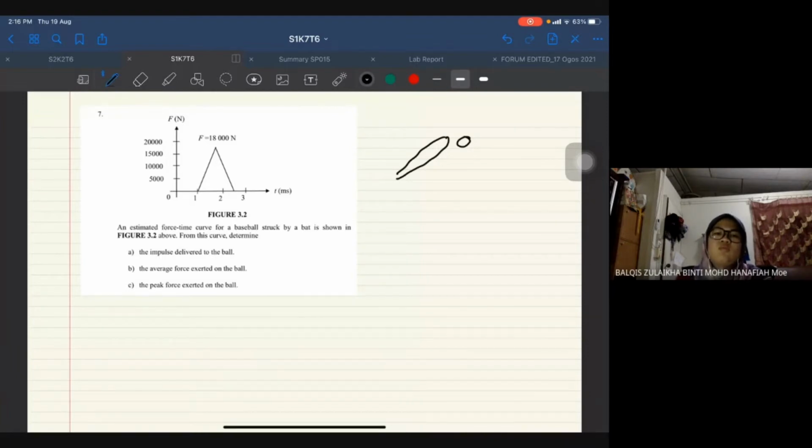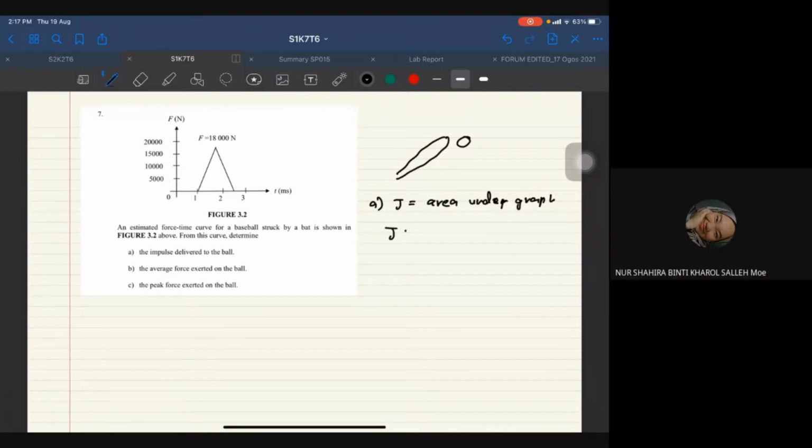Okay, the impulse delivered to the ball, A. So the question wants to find the impulse. So J is equal to area, right? Okay, so how do you want to measure the area under the graph? In this case, what shape is this? Triangle shape. So the formula would be half multiplied by 1.5. Yes. So it will be 2.5 minus 1.